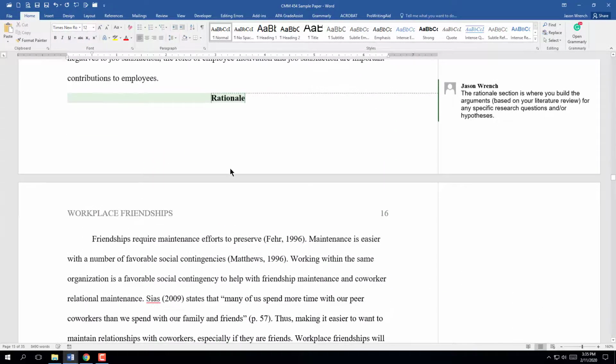Here we go. The rationale section is a very important part of your literature review. It's kind of where you tie everything together and you propose what we call hypotheses and/or research questions. Now, a hypothesis is an argument. It's basically where you can link pieces of literature together to form a hypothesis. So you're basically saying, it's like the old-fashioned syllogism: all men are mortal, Socrates is a man, therefore Socrates is mortal. Except in this case, we're using literature.